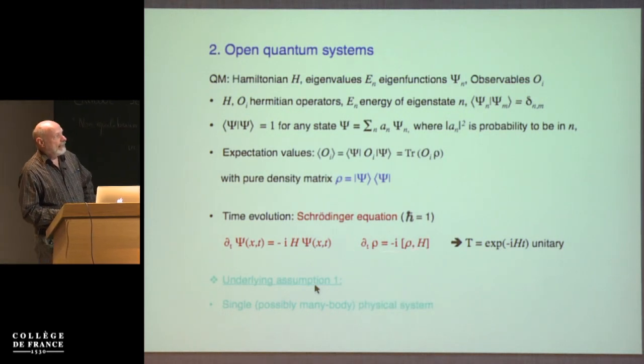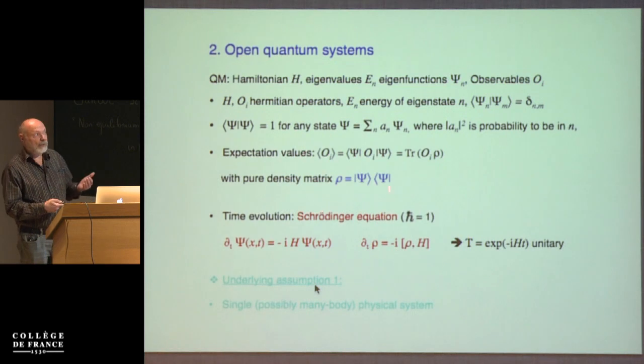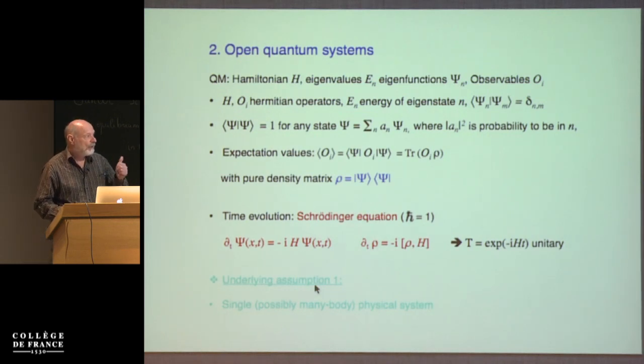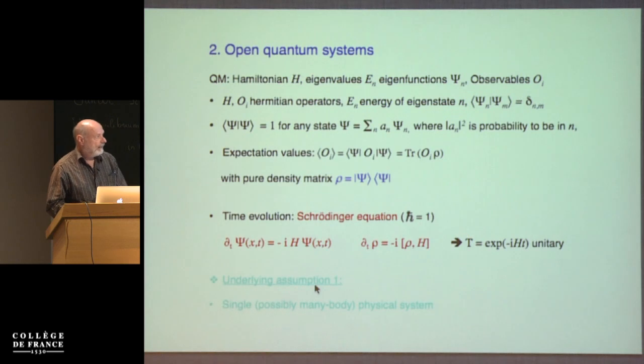Okay, and equivalently, this is totally equivalent. You can write the time evolution equation for the density matrix rho as a commutator of the density matrix with this H. So these are totally equivalent descriptions. I just want to introduce the notion of density matrix because this will be useful. Now, what do we assume by describing a quantum system in these terms, which you have all learned in your first year quantum mechanics course? Well, we assume that we are talking about a single system, possibly of many bodies, but we are thinking about one particular physical system. And we also assume that it is completely isolated from its environment.